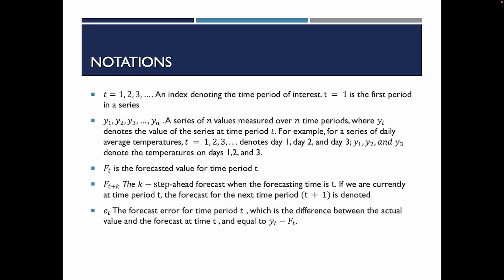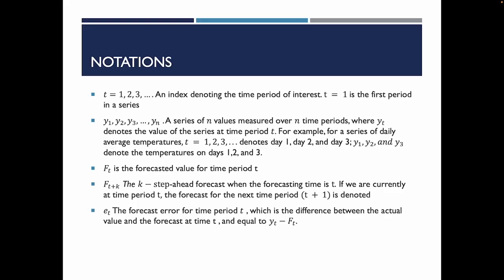So we are going to use some notations in this class. T, usually the value of T, is the index that refers to the time period of interest. T equals 1 means we're speaking about the first period in the series. So what is 1? 1 could be the first month, first week, first day, first minute or second. So it's the first period, and the period can be a month, day, week, minutes, etc.